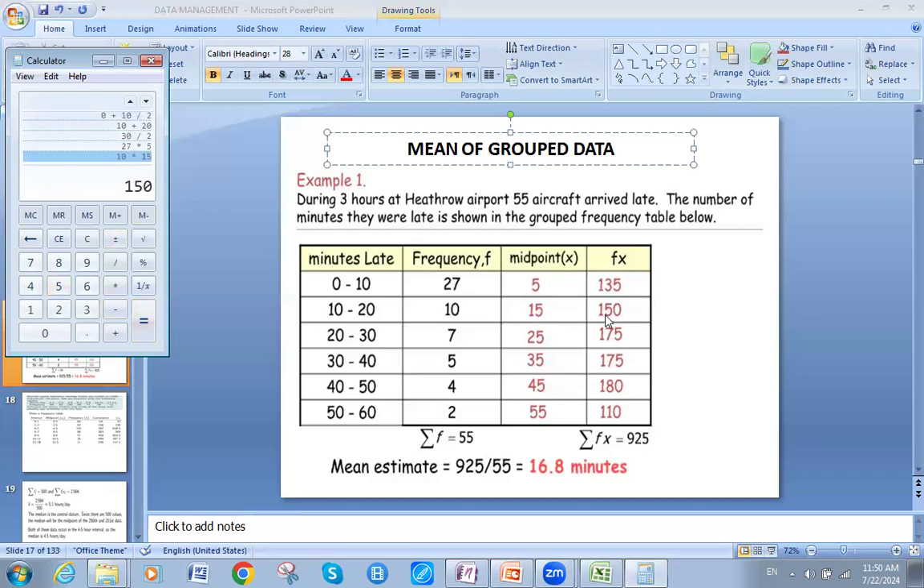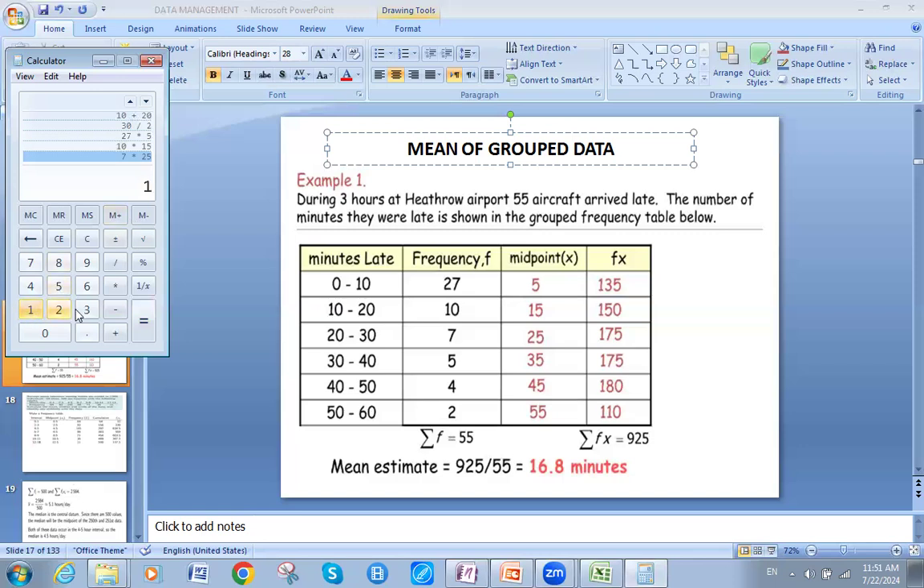This is the 150. The third one, 7 multiplied by 25, is 175, and so on for the rest: 5 multiplied by 35, 4 multiplied by 45, 2 multiplied by 55. Okay. Now I will calculate all the fx.